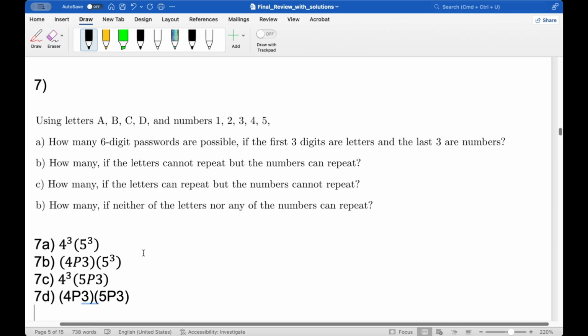For C, it's the opposite. Letters can repeat, but the numbers can't. So that's 4 cubed times 5P3. And then if neither one can repeat, they're both permutations, 4P3 times 5P3.